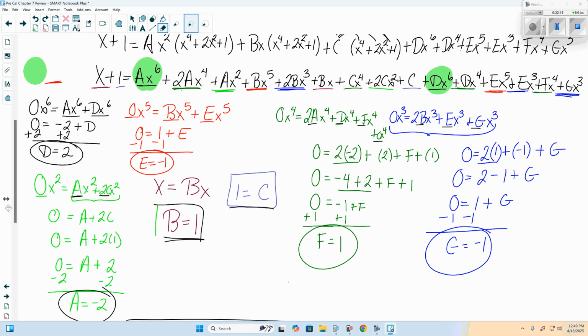But I think this here, especially once we start finding A, B, C, D, E, F, G, it's easier. It solved itself. We don't have to do a system. We're not trying to solve for more than one at a time. It literally unraveled itself.